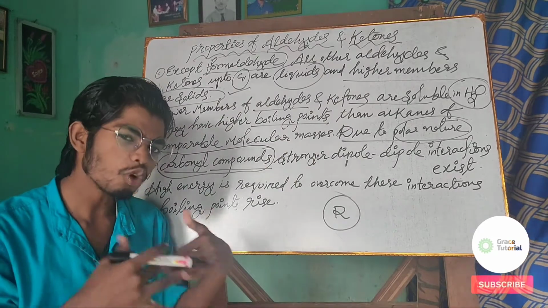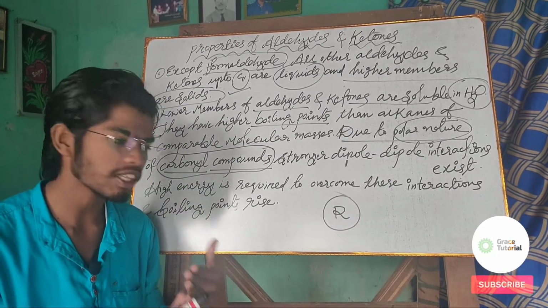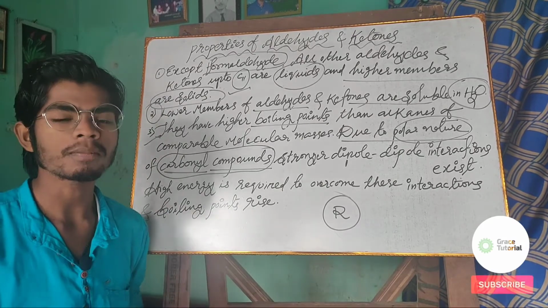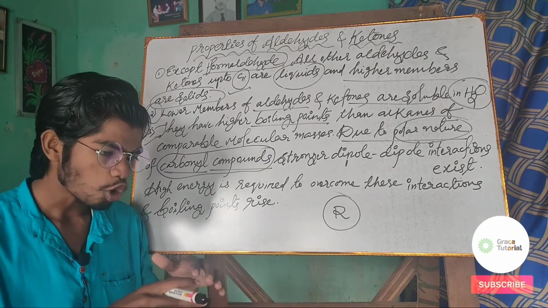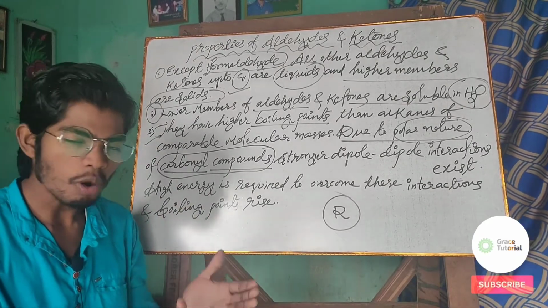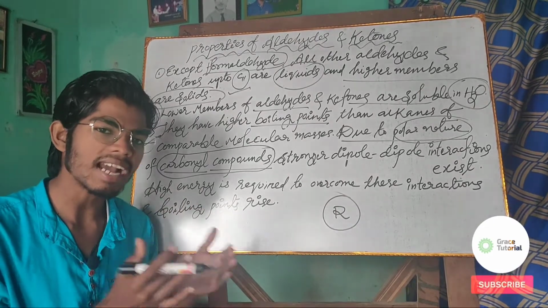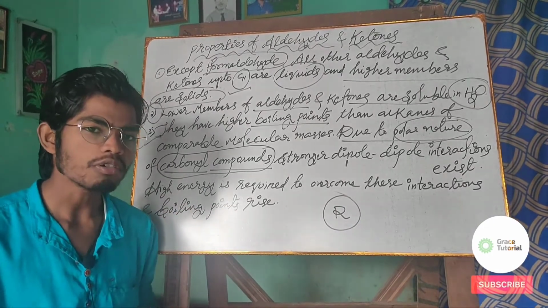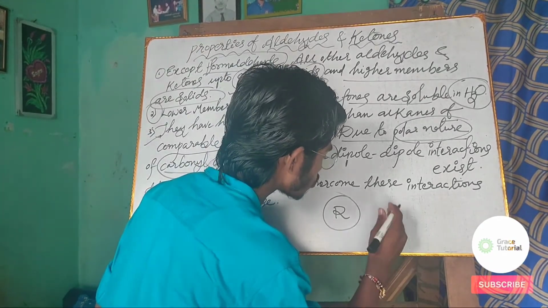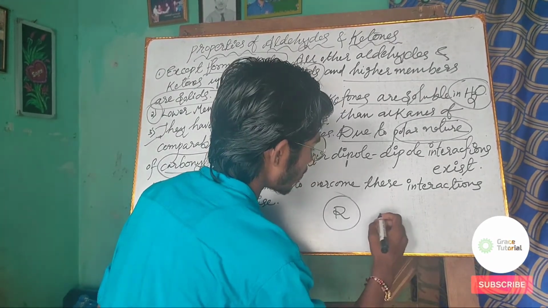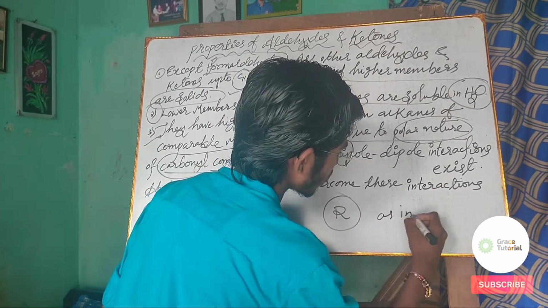But if you compare the boiling points of aldehydes and ketones with acids as well as alcohols, the boiling points are said to be low. That means compared to the acids as well as the alcohols, the boiling points of aldehydes and ketones are low because the dipole-dipole interactions are not as strong as intermolecular hydrogen bonding.